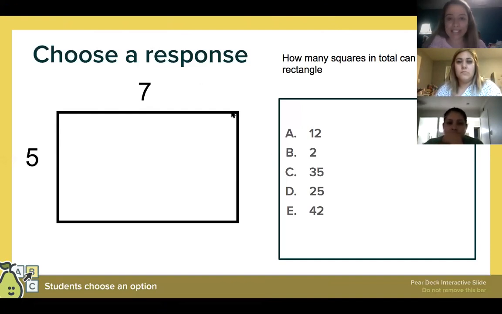All right, awesome. So basically today we went over how to find the area, and we know that to find the area, we do it by multiplying.